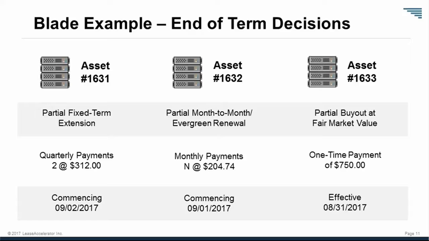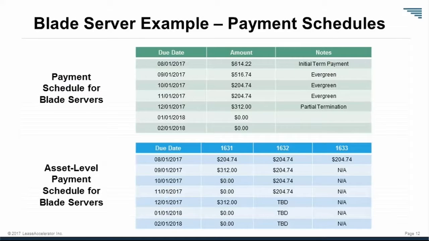Okay, so let's look at the payment schedule for this lease contract. The top table in green starts out with the very last original lease term payment, which is the 3 servers at $204.74 per month for a total of $614. That is what they've been paying for 36 months, so we're just showing the last month here.